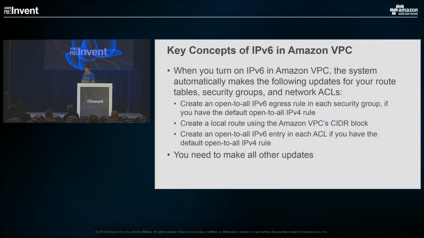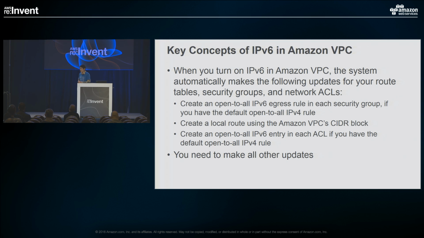The first, in your security groups, if you did not delete or modify that egress open-to-all rule, we are going to add an egress open-to-all IPv6 rule when you turn on IPv6 in a VPC, which is when you request an IPv6 CIDR block for your VPC.